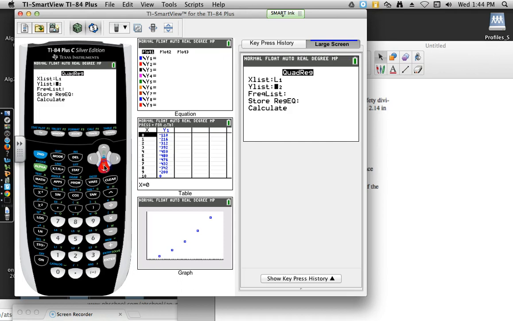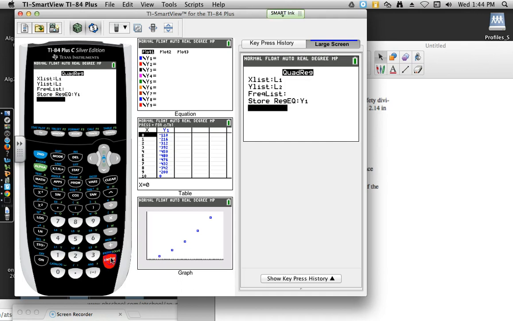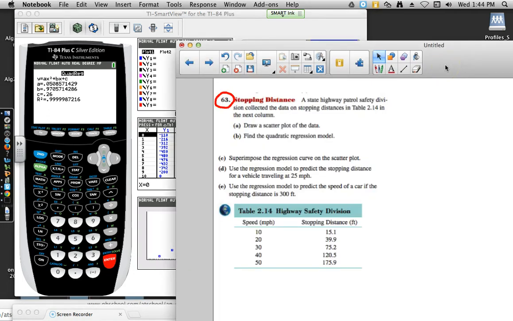And it is in list 1 and list 2, and I'm going to want to see that over the top of our stat plot to see the fit. So I'm going to go ahead and hit variables, y variables to the right, 1 arrow, and then number 1 for functions, number 1, and just store it in there, and hit calculate. So there it is. There's our quadratic regression model. So let's go back over here.